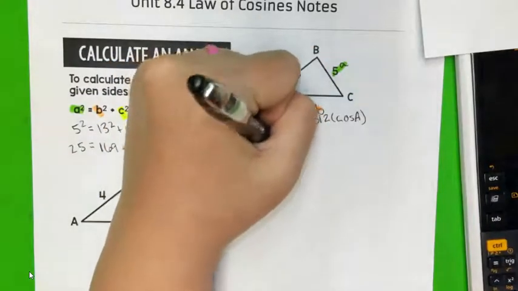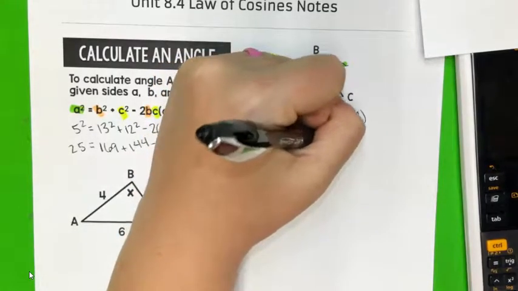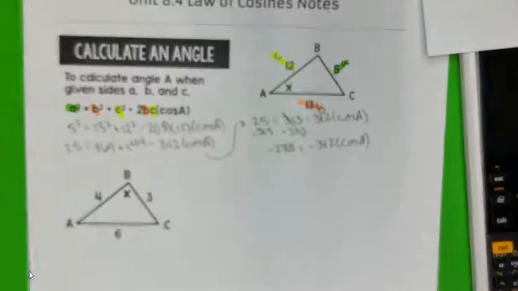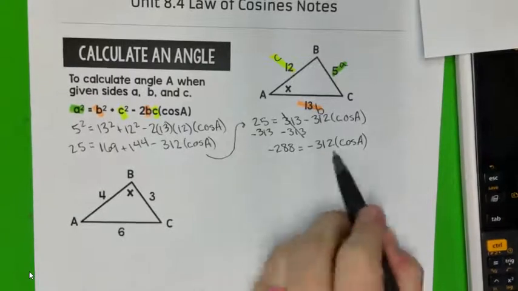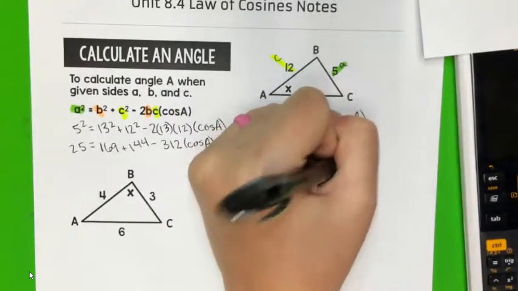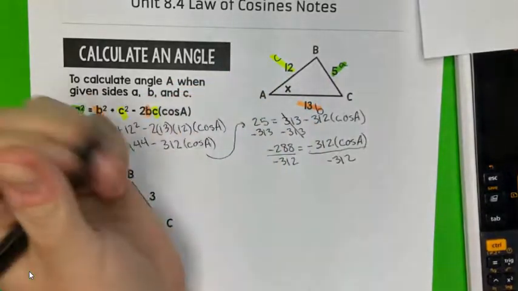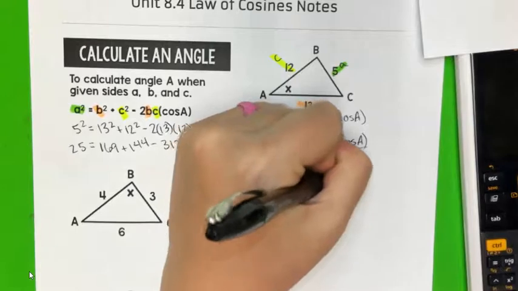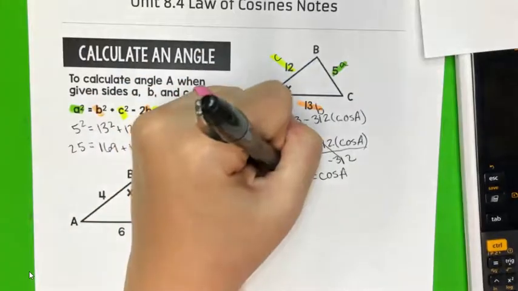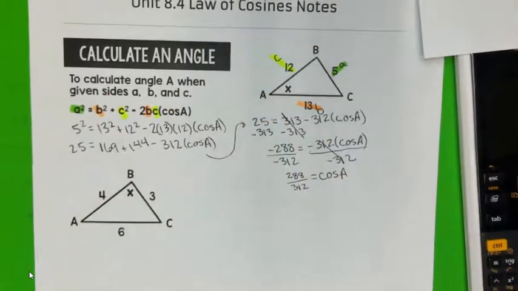We end up with negative 288 equals negative 312 cosine A. And if you're like, oh, we have a negative sign, that's bad. Well, it's going to end up canceling out when we divide. So we shall divide by negative 312 on both sides. Our whole goal is to get cosine A all by itself. And then these cancel out, so cosine of A is going to equal, we're just going to put this in as a fraction, positive 288 over 312, because this is actually going into the calculator.